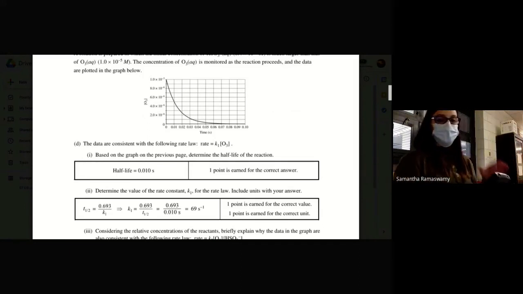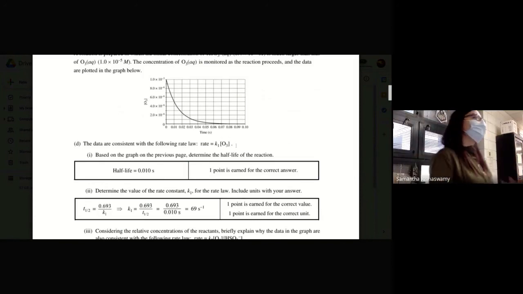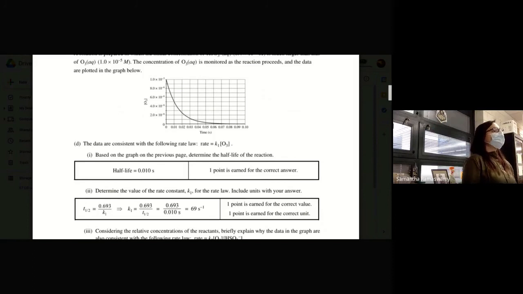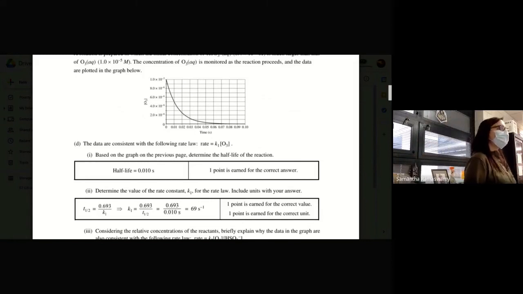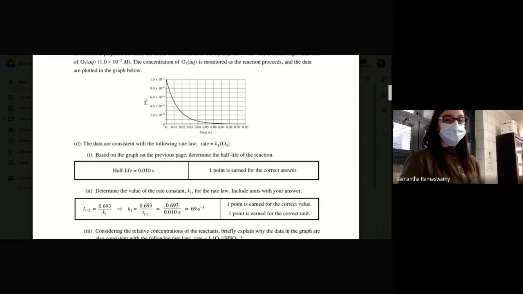Now, here's the important thing here. This tells us that it's first order. The rate law tells us that it's first order. Remember, the importance of a first order reaction is that the half-life is constant. So throughout the entire process, the half-life is constant.